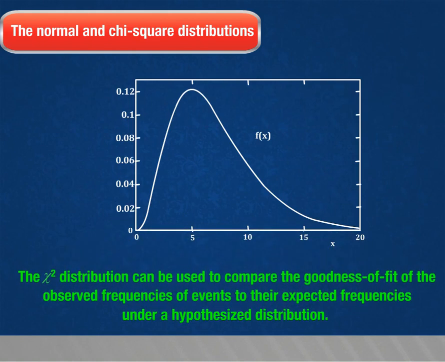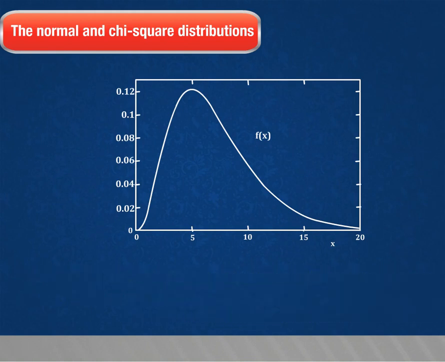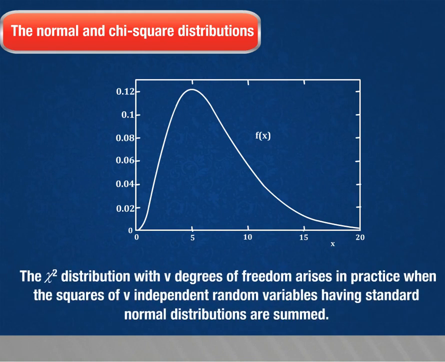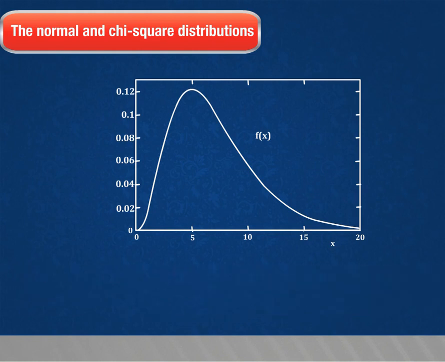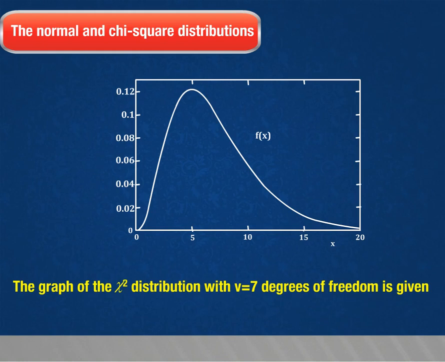The chi-square distribution can be used to compare the goodness of fit of the observed frequencies of events to their expected frequencies under a hypothesized distribution. The chi-square distribution with nu degrees of freedom arises in practice when the squares of nu independent random variables having standard normal distributions are summed. The graph of the chi-square distribution with nu equal to 7 degrees of freedom is given.